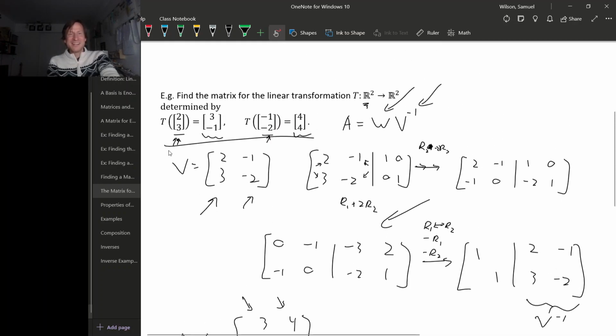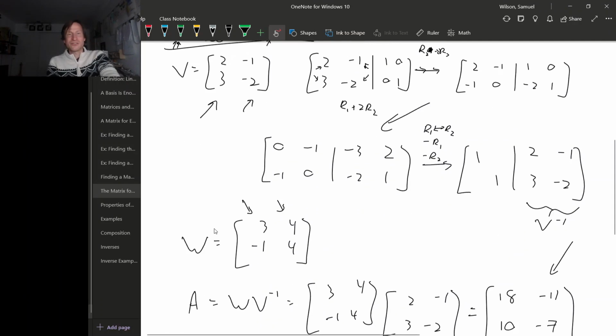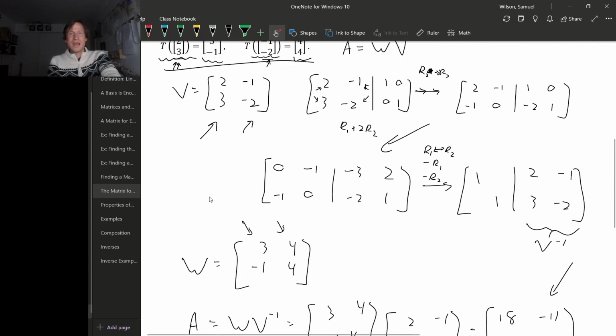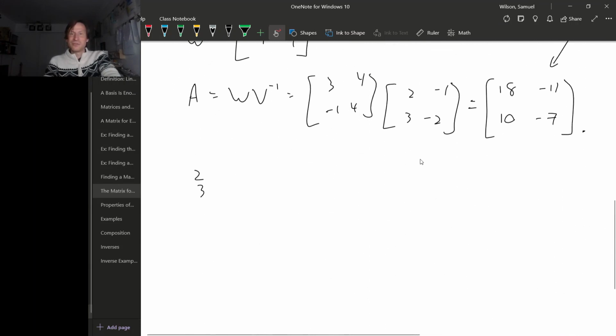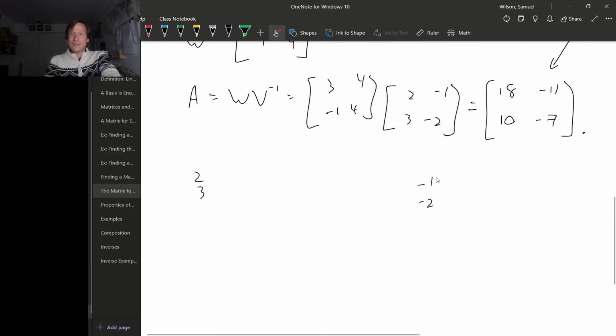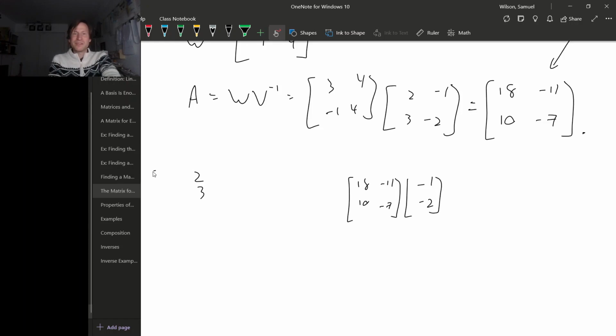I'm tempted to check. So let's actually take our matrix and apply it to these two vectors, or multiply it by these two vectors. So we've got 2, 3, and minus 1, minus 2. We're going to take both of these and multiply them by the matrix A. So 18, 10, minus 11, minus 7. And hopefully we get the outputs that we were supposed to get. We should, if I didn't make any arithmetic errors, which again, I'm not too sure about for some reason.